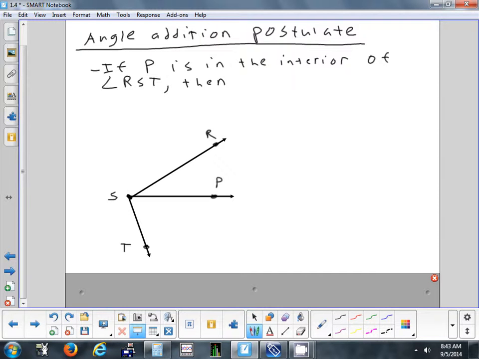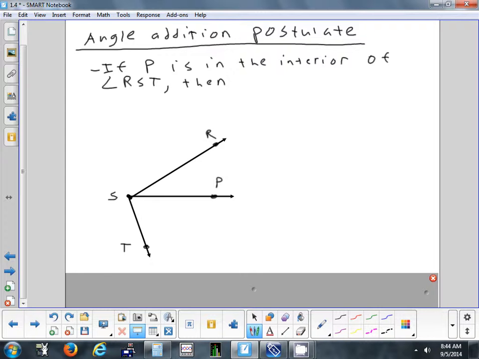Yeah? The angle RST is... So what about the angle RST? You combine RSP and PST. Yeah? So it'll be like the measure of RST is equal to RSP plus PST. Yeah, that's basically the idea.